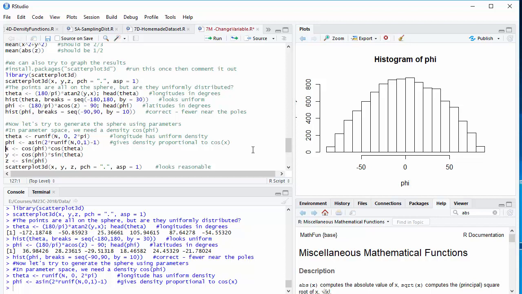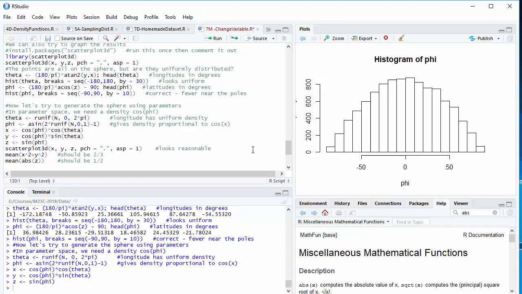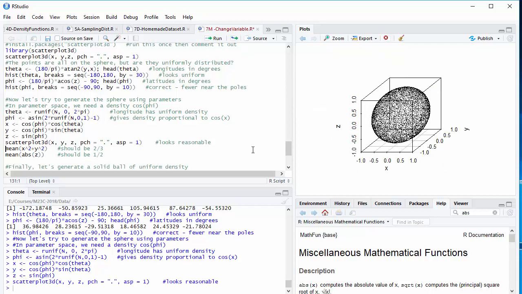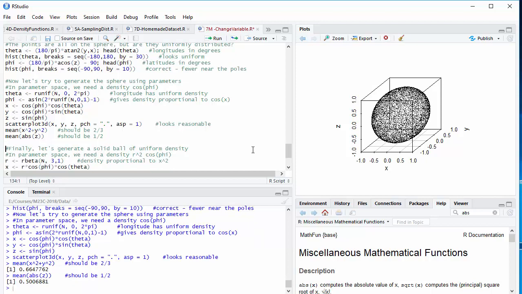With the standard formulas, I can generate x, y, and z. And when I look at a scatter plot, it looks much like what we had before. A better check is the expectation of x squared plus y squared should be 2/3, and it is. And the expectation of the absolute value of z should be 1/2, and it is.